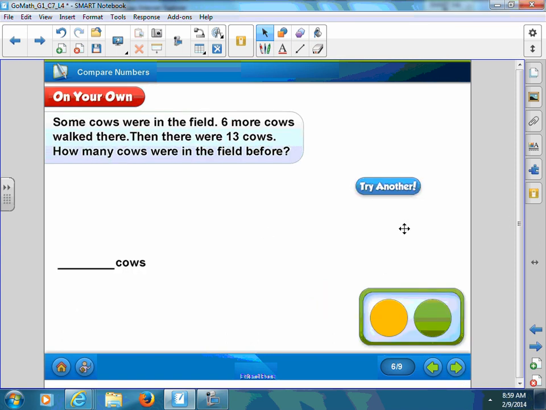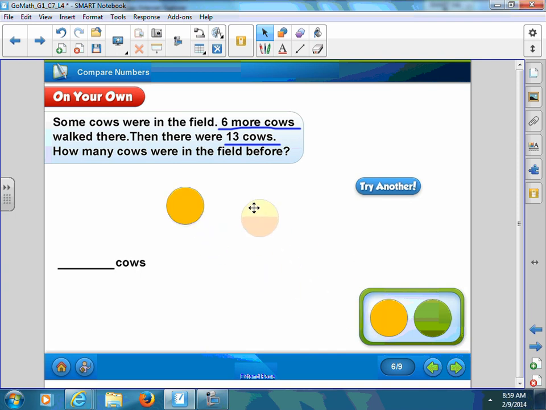Here is one. This one's a little tricky, so you need to be really careful, but we're still going to compare the numbers. Some cows are in the field. 6 more cows walk over. Now there are 13 cows. What do we know? We know that there are 13 cows altogether, and that 6 join them. So I'm going to start with those 6 that join them.